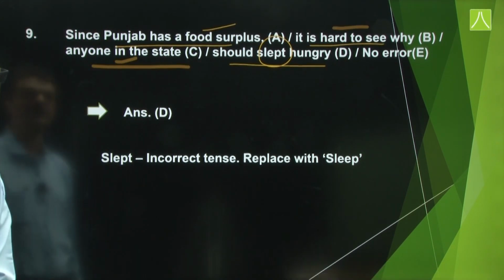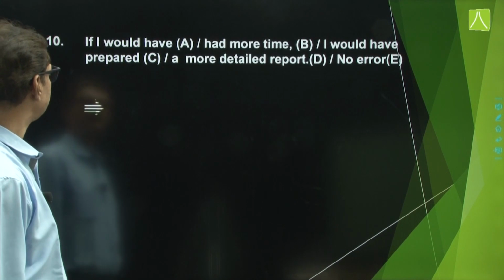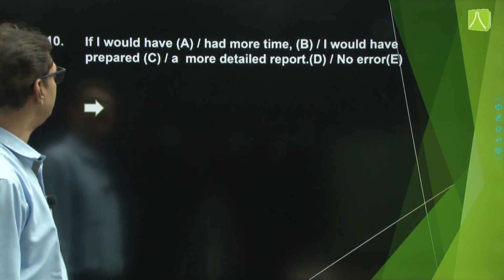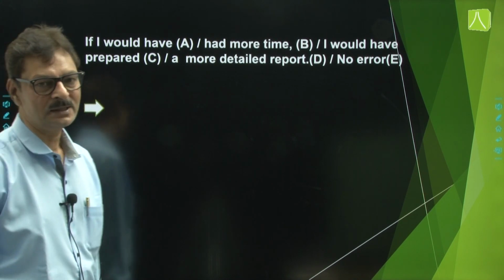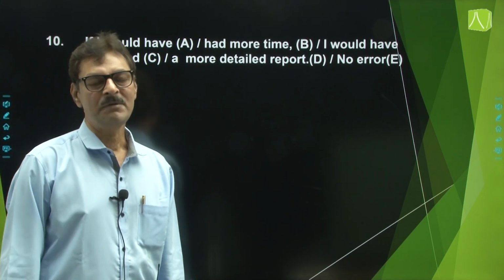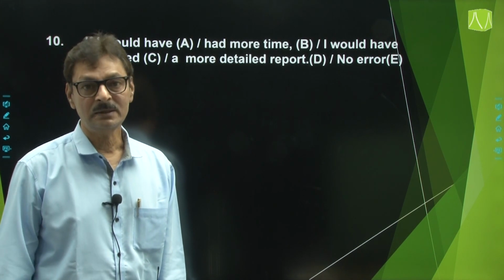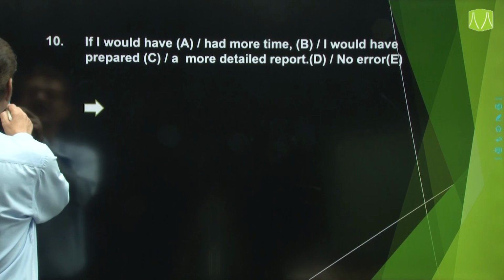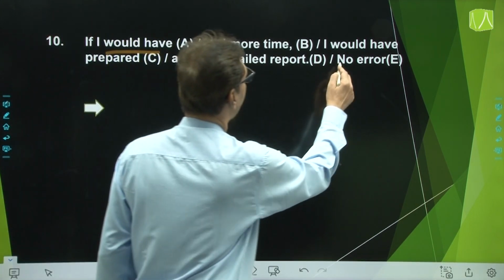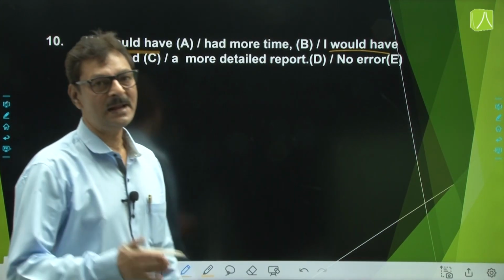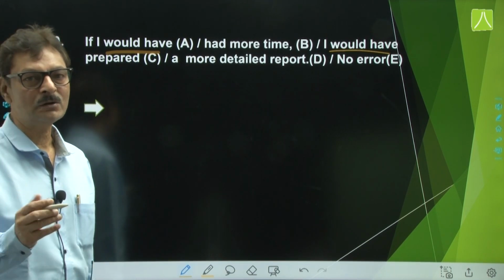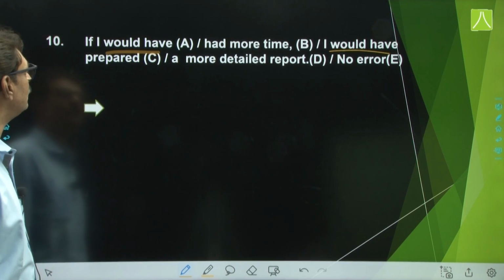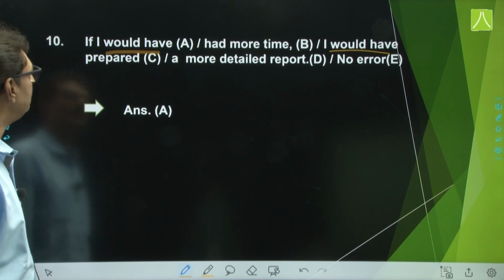Next example for you. If I would have had more time, I would have prepared a more detailed report. Yes, we have done this type of example earlier. Find out the error quickly. Yes, see this. If I would have, यहाँ पे again contradictory, again conflicting. क्या होना चाहिए? Past perfect tense should have been used over here. Yes, so the error is in part A.